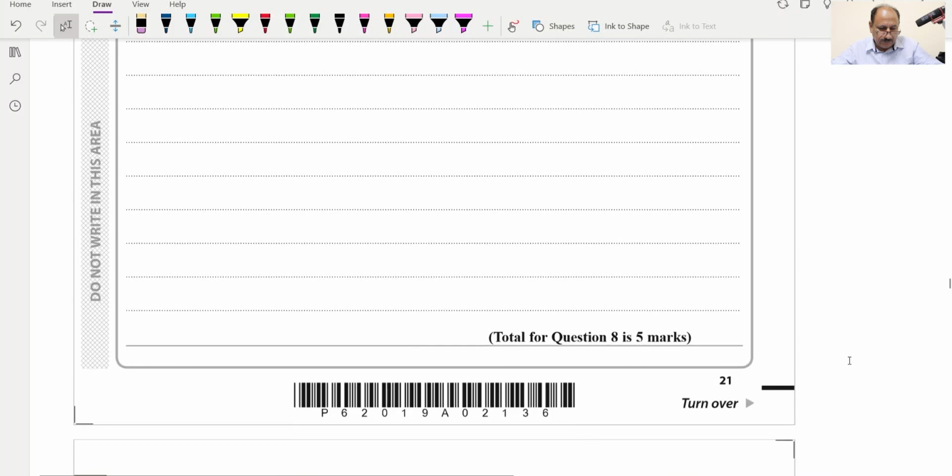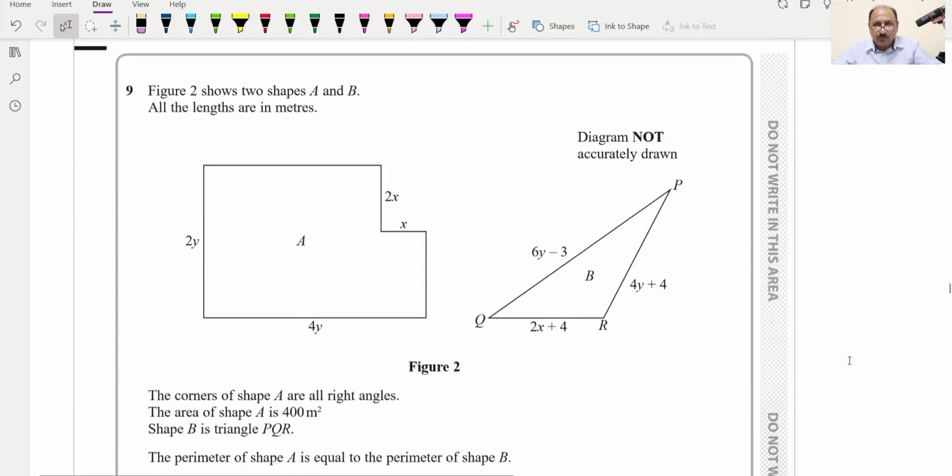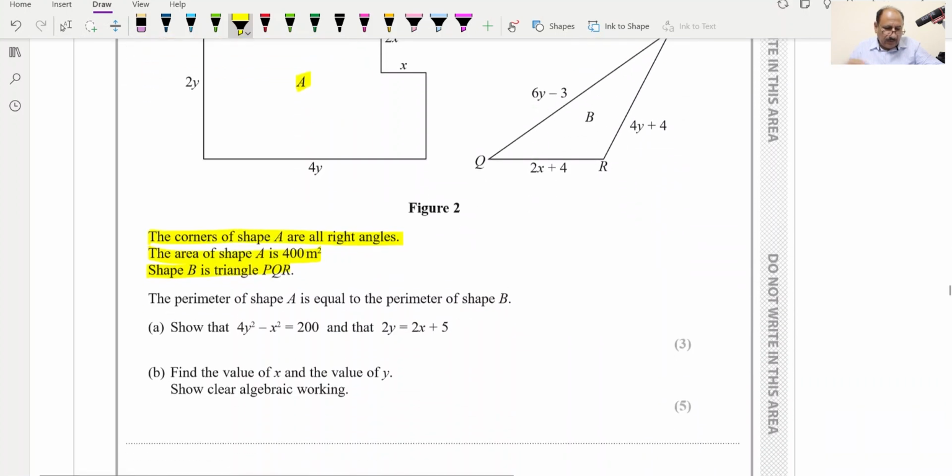Hopefully you understood this. Now question number 9. Question number 9 says figure 2 shows shape A and shape B. All the lengths are in meters. The diagram is not accurately drawn. The corners of shape A are all right angles. This is shape A, and the area of shape A is 400 square meters. Shape B is triangle PQR, and the perimeter of shape A is equal to the perimeter of shape B. Show that this is equal to this.